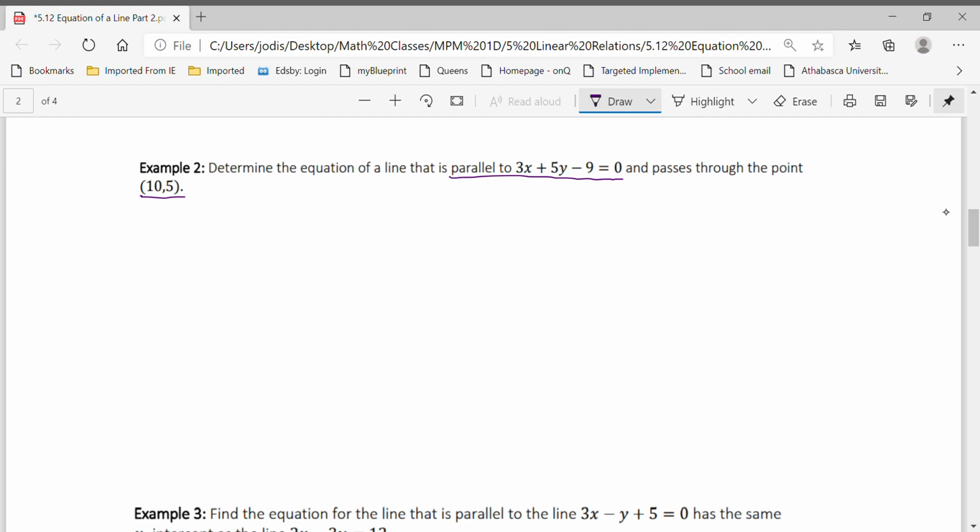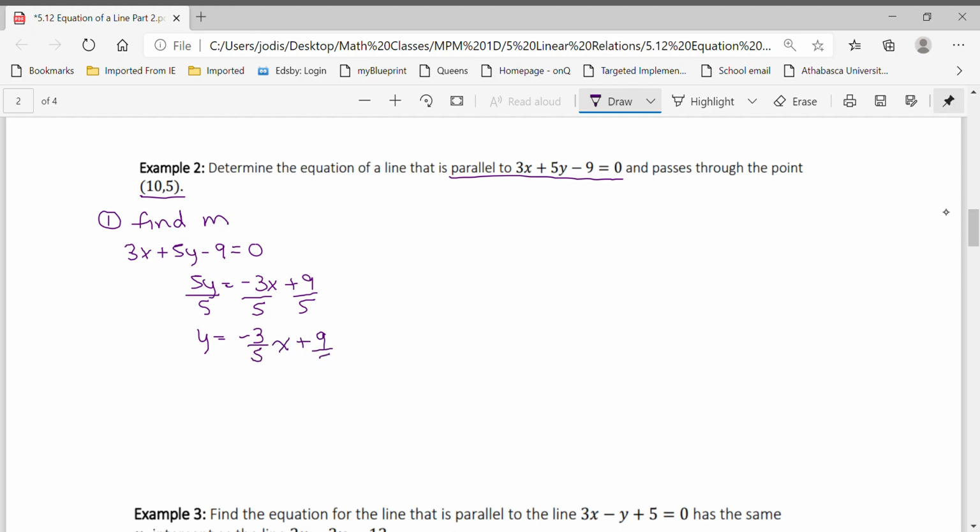So first we want to find our slope. We are given this equation, and we can rearrange it into y equals mx plus b form, and that'll tell us our slope. So 5y equals negative 3x plus 9. Divide everything by 5. Y equals negative 3 over 5x plus 9 over 5. So therefore my slope is negative 3 over 5.